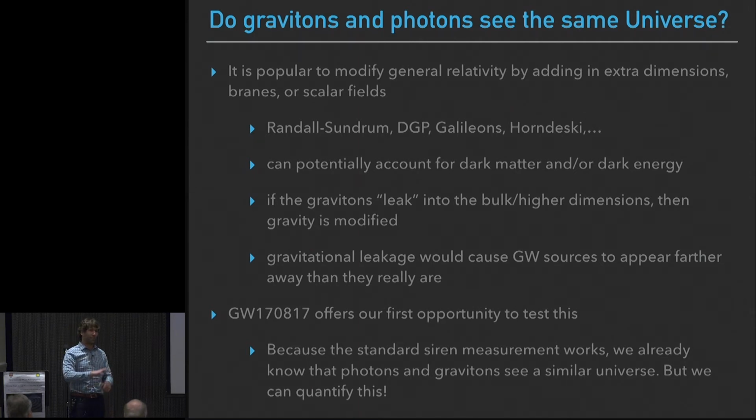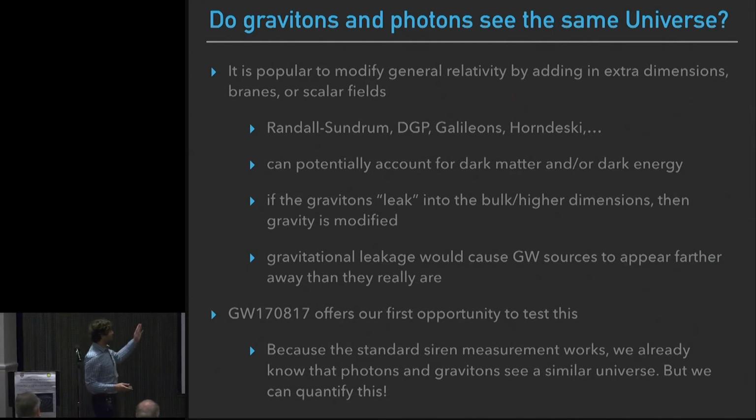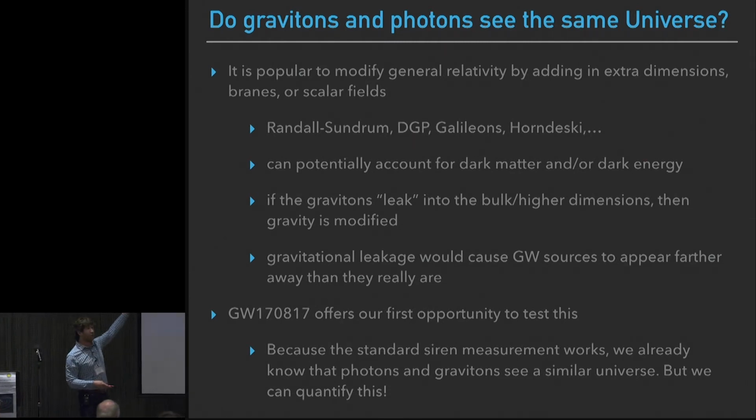That seems pretty obvious from this room, but I'll just point out that there's a huge business of modifying gravity to account for things like dark matter and dark energy. The idea there is, if you can change the properties of gravity on large scales, maybe gravity gets weaker in some ways, and then you don't need dark matter, and that would be great. So it's an elegant way to get rid of dark matter and potentially dark energy. There's been a lot of interest in that.